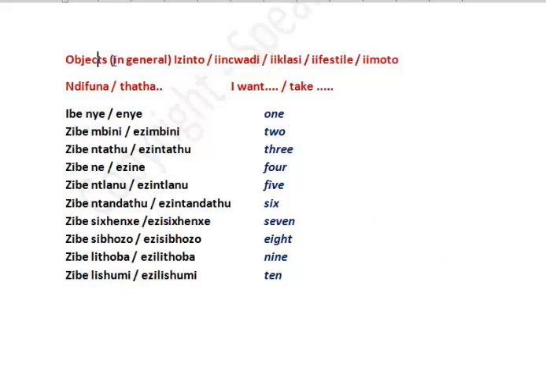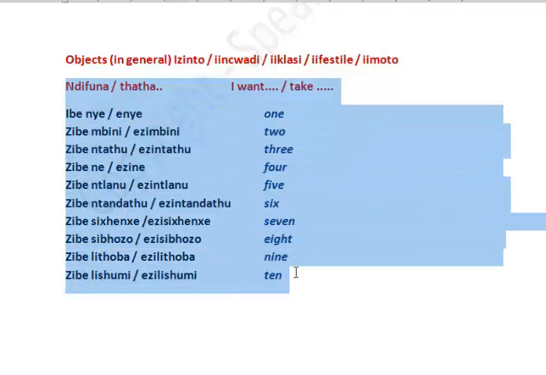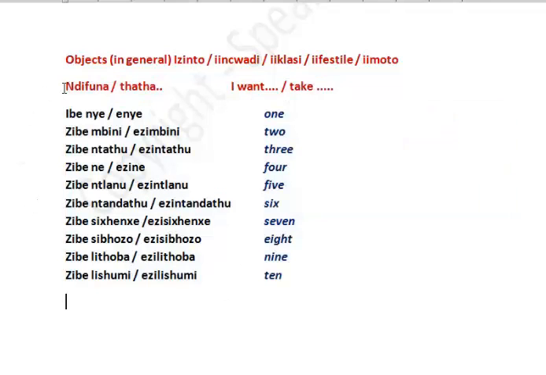Finally, we look at objects in general, namely izinto, or more specifically words that begin with a double I. Incwadi, books. Iklasi, classes or lectures. Ifestile, windows. Imoto, cars. And as I mentioned before, this will be the form that you will use most frequently in everyday isiXhosa. And here we give you two options. Ndifuna, I want. Tata, take, whatever the verb may be that you are using.